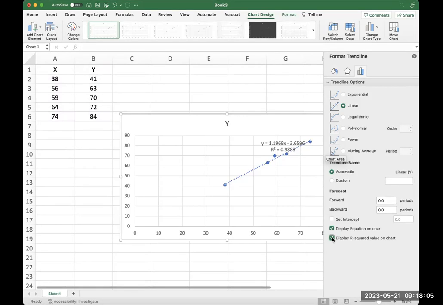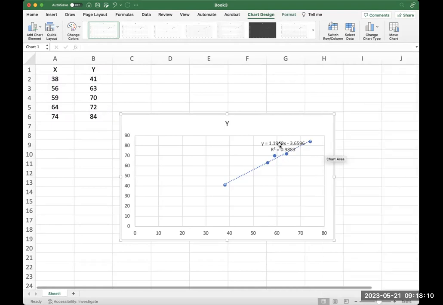Yeah, the options are not available on the iPad. So I can move this little box of data away. I can make it bigger, or let's put it up here. So you have the line, 1.2 is the slope, x plus a. a is the y-intercept, negative 3.65, and there's R squared. This is the squared r, literally.